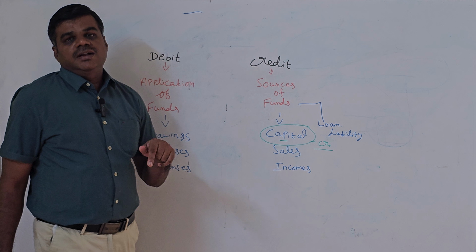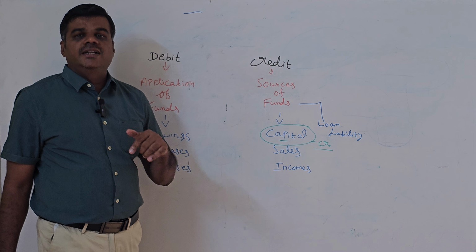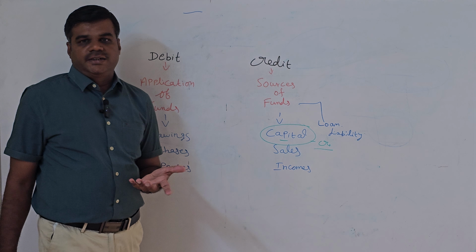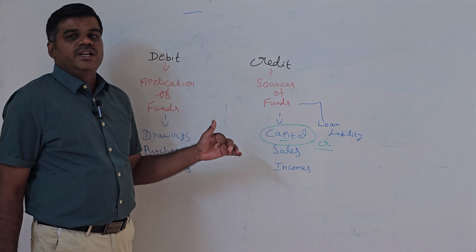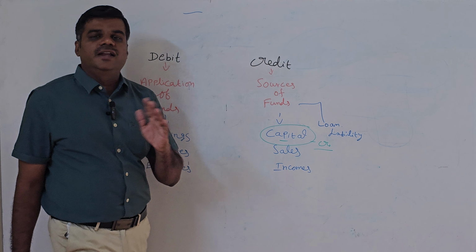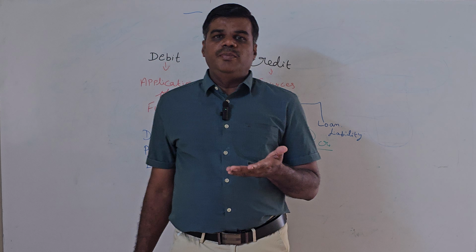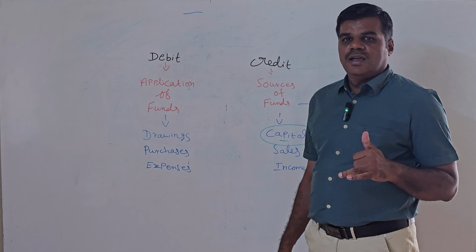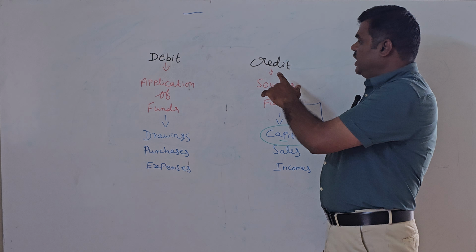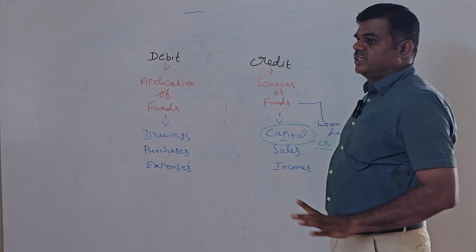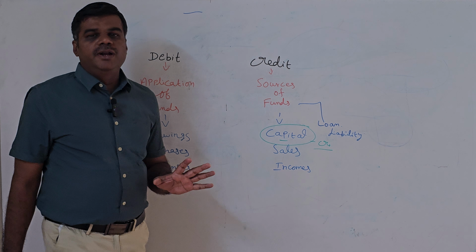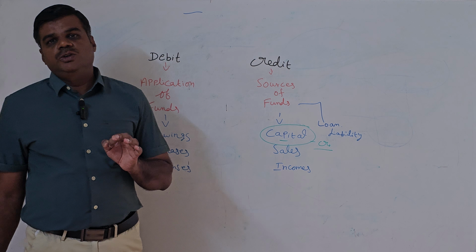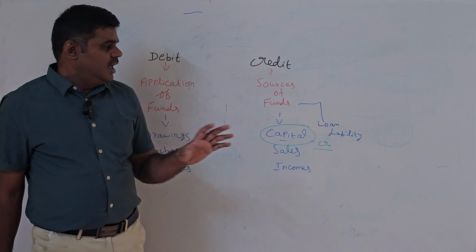But in this session, we are going to see a more detailed view of debit and credit. How these items are debited and how they are credited, how we can identify whether it is debit or credit. First, we have to see credit means sources of funds. Capital will be debited or credited. That is the main question we are going to ask.